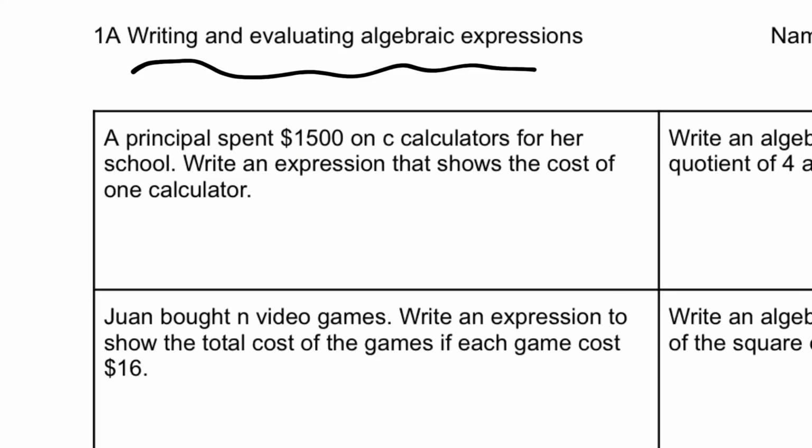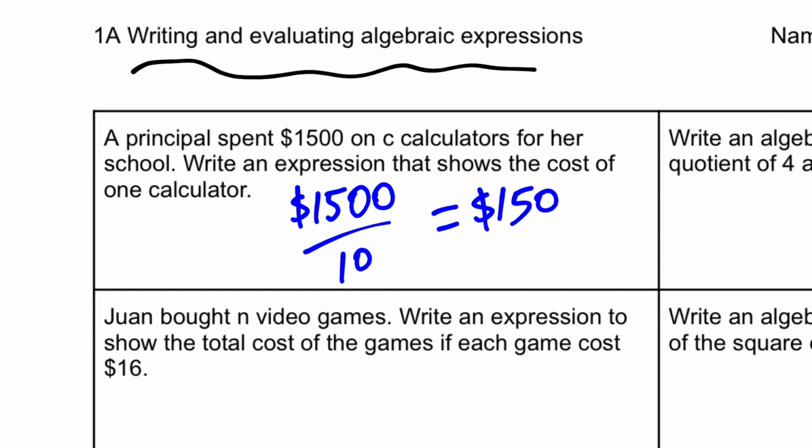I find it helpful to plug in a sample number. So if we're spending $1,500, and let's say we bought 10 calculators, if you wanted to find out how much they cost, you would divide by 10 to figure out they were $150 each. We don't actually have to solve anything here. We just have to identify the operation. So based on my test, division is the operation, and the answer is 1,500 divided by C. This will work for any number of calculators.